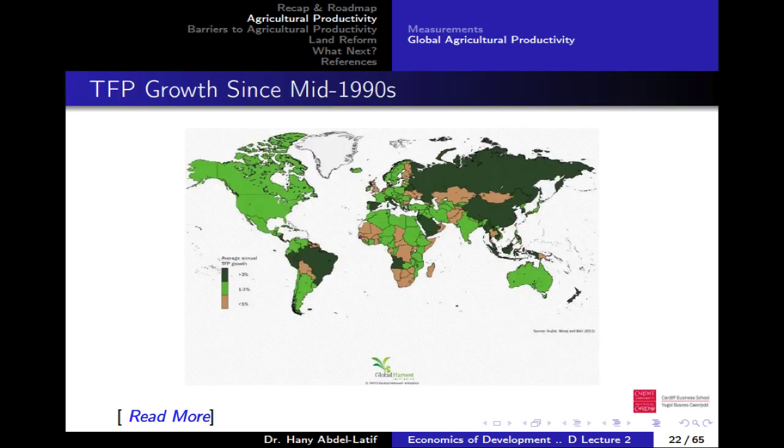So again, it's mainly from the agriculture sector. This is the world map showing the total factor productivity growth. The dark green is where the growth rate is more than 3%. This green means it's between 1 and 3, and this brown color in these areas means it's less than 1% annually. Okay? So again, if you look at Africa, you know where the problem comes from.